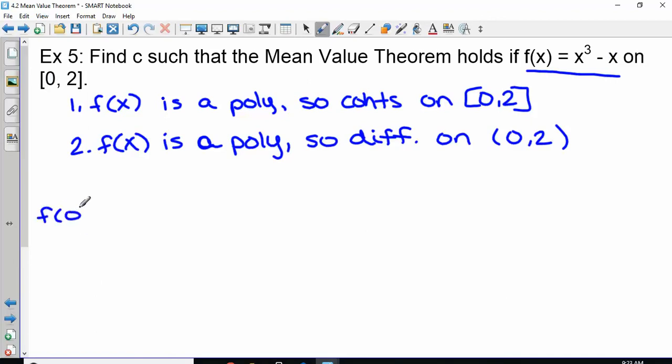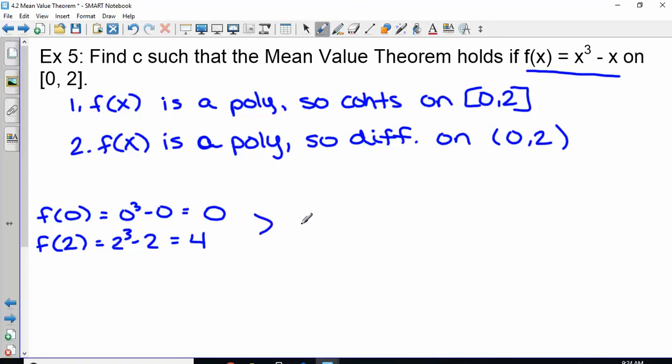If I plug in a 0, what do we get out? We plug in a 2. Okay, 8 minus 2, which is 4. So if I find the slope between these things, 6. Yep. Thank you. So our slope, y2 minus y1 over x2 minus x1, the slope between those things is 3. That means somewhere the derivative has to equal 3.